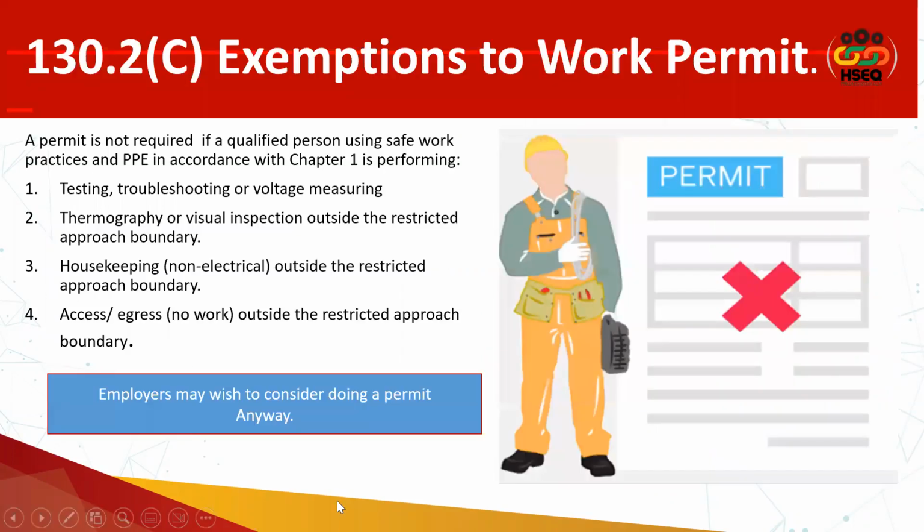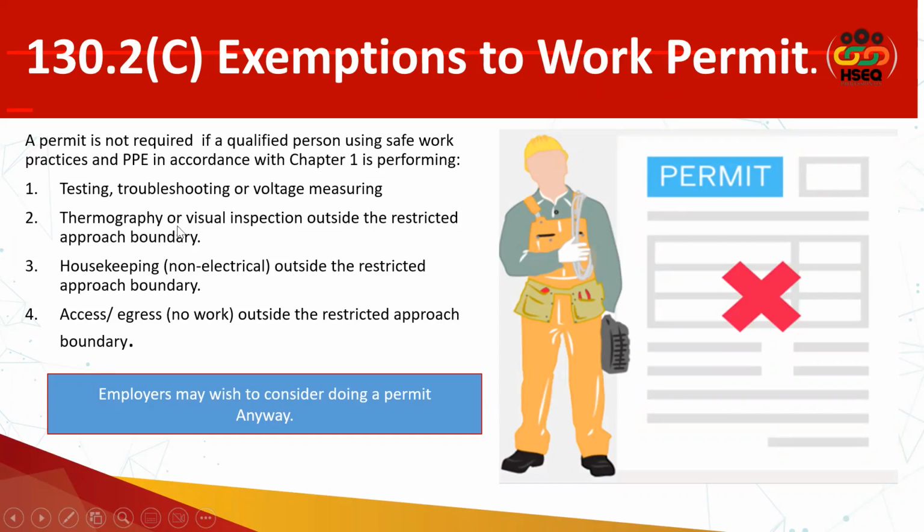For example, a permit is not required if a qualified person is using safe work practices and PPE in accordance with chapter 1. So a qualified person who is wearing the required personal protective equipment and following the safe work practices, performing some testing, troubleshooting, voltage measuring: the permit is not required. There is an exemption to the permit.